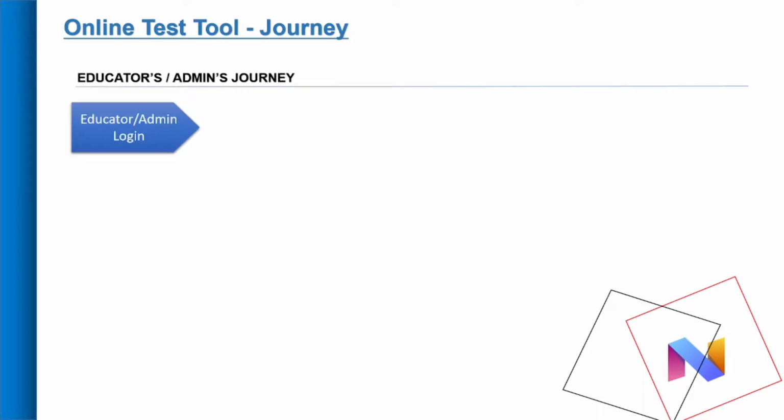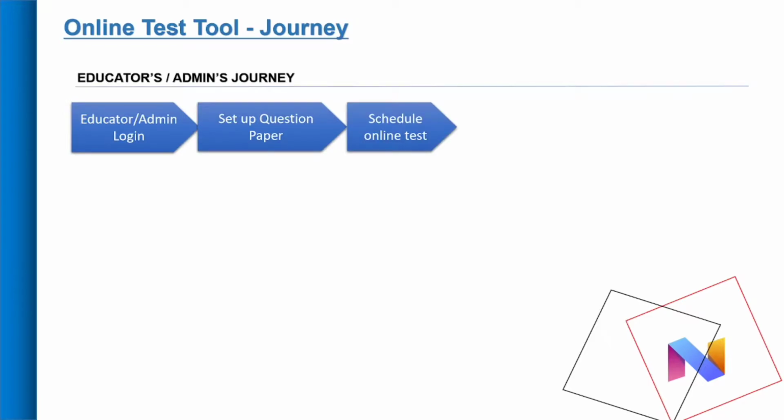So moving next, now I'm going to cover the online test tool journey. So basically we have 4 different logins: educator, admin, student, and the parent. So first, I'll cover the educator or admin's journey. Educator or admin login, they can set up a question paper, they can schedule the online test, and they can view the exam insights.